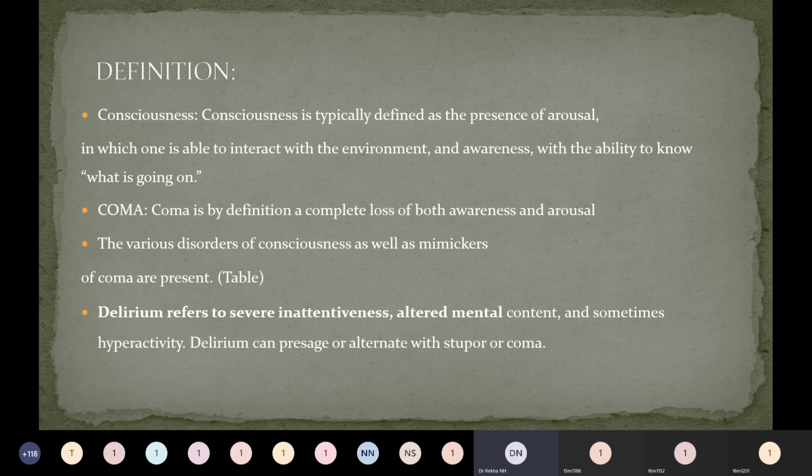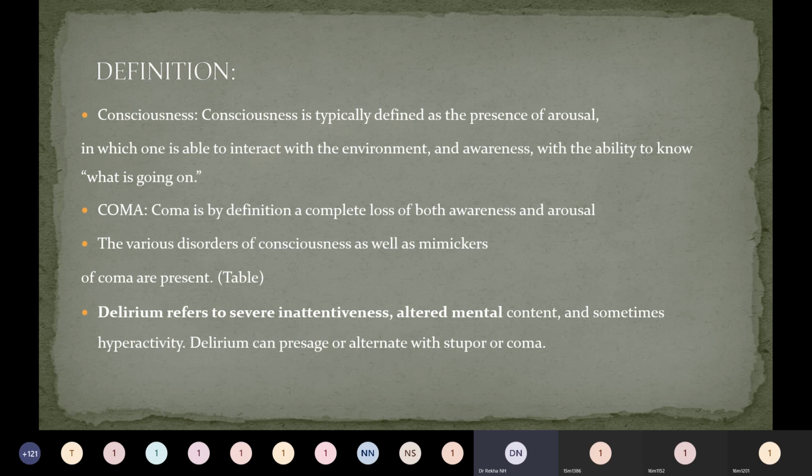Coming to the definition of coma, first is consciousness. Consciousness is typically defined as the presence of arousal, in which one is able to interact with the environment, and awareness, the ability to know what is going on. So consciousness is nothing but the presence of arousal and awareness. Arousal means one is able to interact with the environment. Awareness is the ability to know what is going on in the environment. Next is coma. Coma is defined by the complete loss of both awareness as well as arousal.